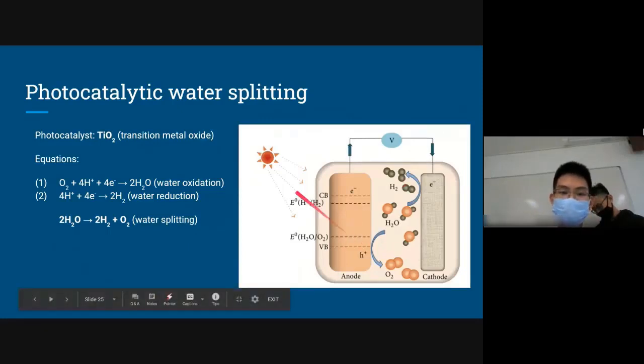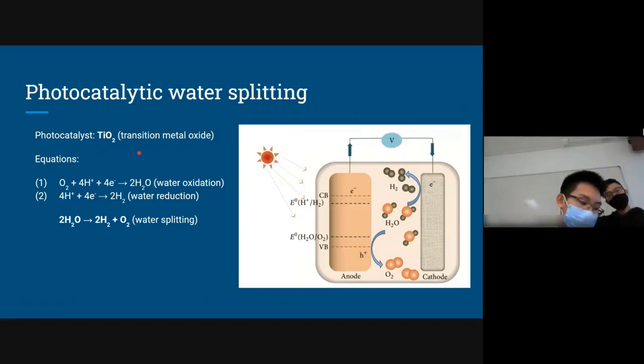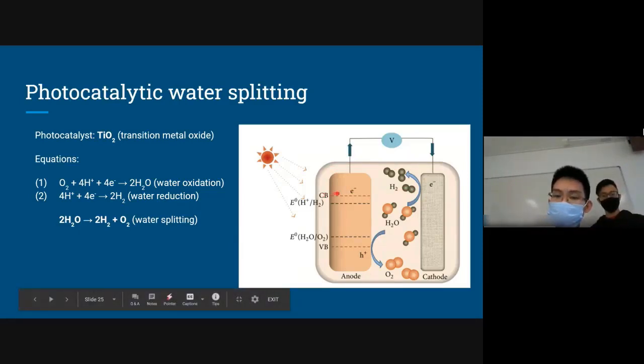Okay, so this diagram over here, I'll be a bit slow. Over here you have your photocatalyst, which is TiO2. The reason we want TiO2 is because we want a band gap that is larger than the difference between the reduction potentials, the E naught of H+/H2 and of H2O/O2. With this diagram, the current equation is this, where you have your water oxidation and your water reduction. So the overall reaction is the splitting of water into 2H2 and O2. We've forgotten to include the values over here, but in any case, the E naught values go from negative to positive from top to bottom.